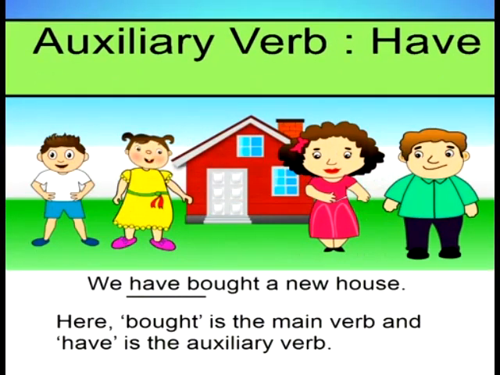Now in the second case, have is the auxiliary verb. We have bought a new house. Here bought is the action being done and it's the main verb. If we write we have a new house, the sentence is grammatically correct but the meaning changes. We no longer know that the house has been bought. So we need to write we have bought a new house.